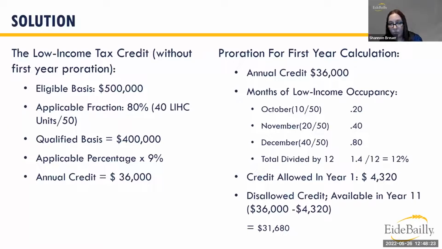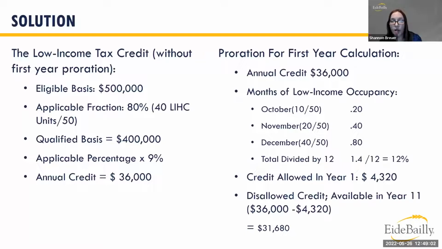The low income units were occupied and qualified from October through December, with 10 units in October, another 10 units in November, and then the final 20 units in December. So our applicable fractions are 0.2, 0.4, and 0.8. When you add those up, you get 1.4 divided by 12, you get a first year applicable fraction, which you then multiply by the $36,000 annual credit amount, and we're allowed $4,320 of credit in year 1. The remaining $31,680 will be allowed in year 11, so it's not lost.